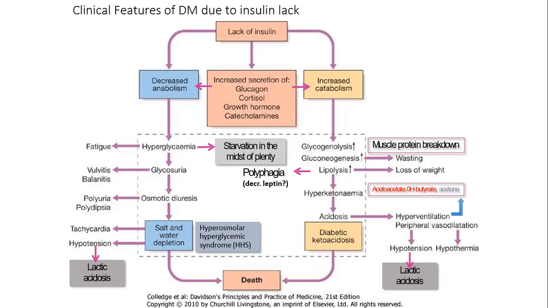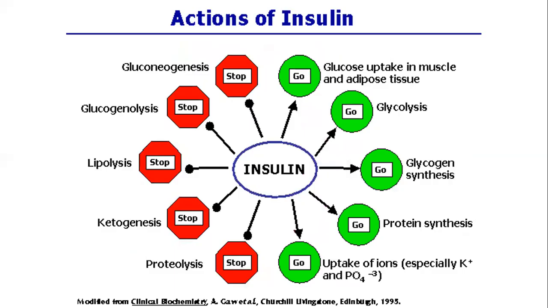In this case, the patient with excessive gluconeogenesis will manifest muscle wasting and loss of weight. A patient with hyperketonemia will manifest with the smell of acetone. And now the patient has started developing lactic acidosis. The patient will have acidosis manifesting with hyperventilation and also peripheral vasodilation. This results in hypotension and hypothermia. And the patient can die because of lactic acidosis.